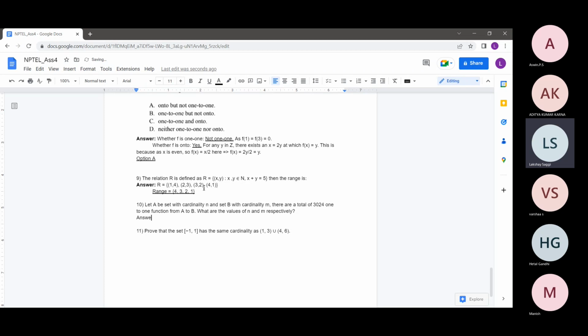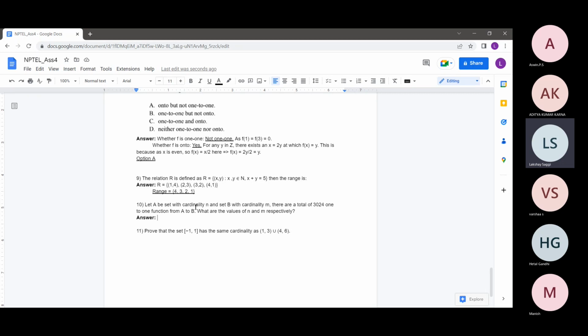Now let's come to the 10th question. The 10th question is asking: let A be a set with cardinality n and B with cardinality m. There are a total of 3024 one-to-one functions from A to B. What are the values of n and m respectively?